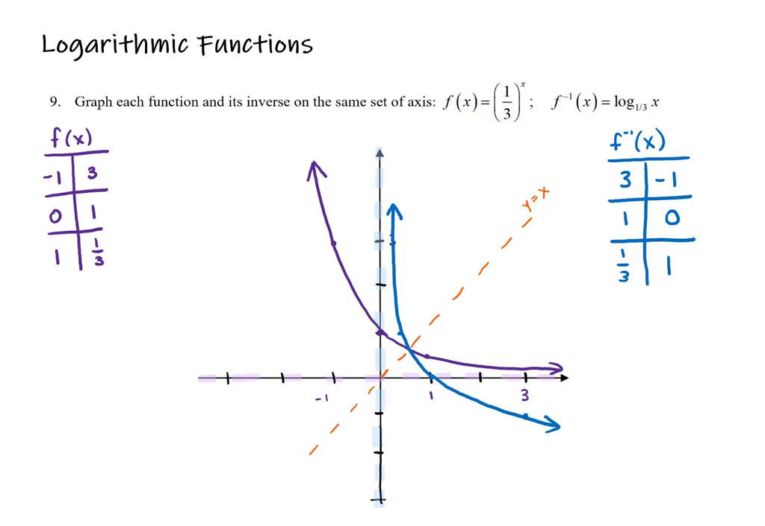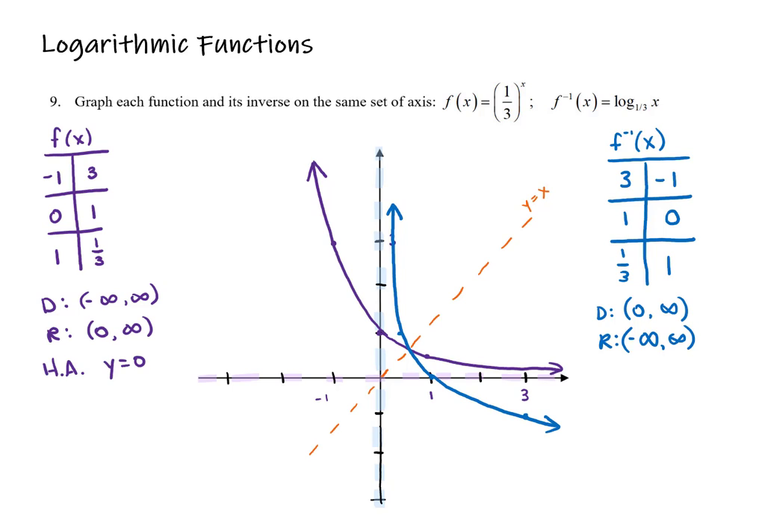So if you tilt your head so that you look at the y equals x line, you can see that the blue and the purple line are mirror image of each other. Recall that the domain and range of our f function will get switched for f inverse, and that our horizontal asymptote becomes a vertical asymptote. Instead of y equals 0, it becomes x equals 0.